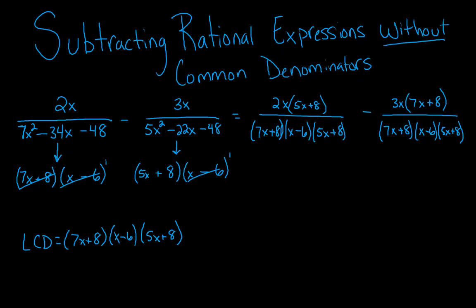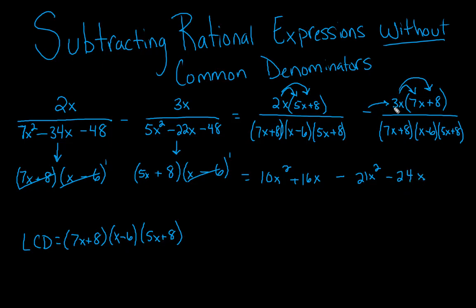From here, we can distribute this on both of them. All right, so it gives us 2x times 5x is 10x squared. And then 2 times 8, of course, is 16x. And then from here, let's distribute this first. But remember, we also need the negative to go into both terms. So it's going to be a minus 3x times 7x is 21x squared. And then negative 3x times 8 gives us a negative 24x.